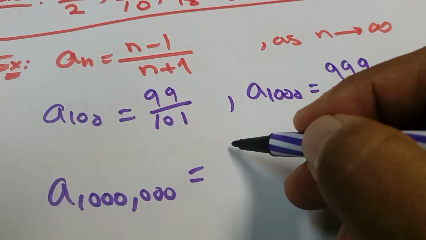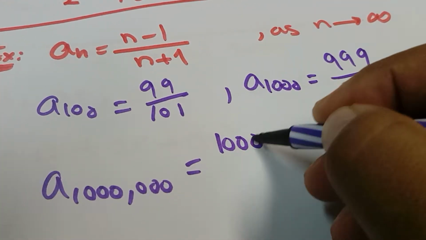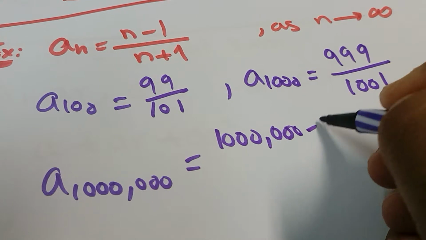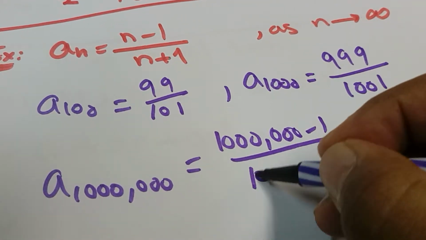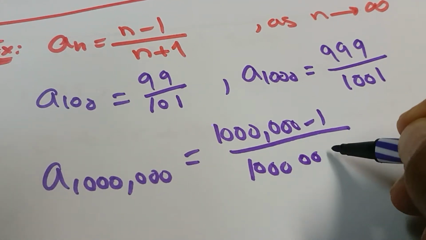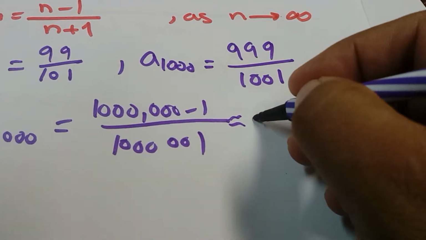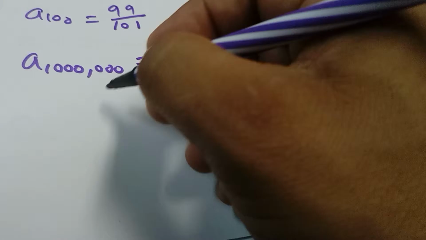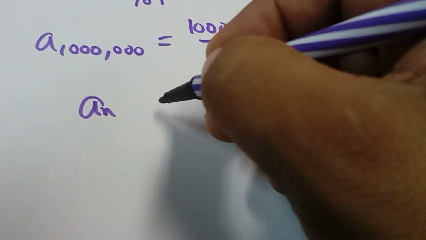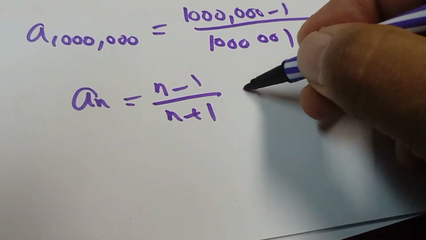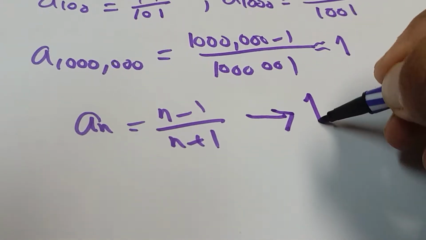then I guess this is just 1 million minus 1, which is nothing, and 1 million 1, right? If you use the calculator, this is almost equal to 1. So what can we say is a_n, which is equal to n minus 1 over n plus 1, that is when n is very large, this goes to 1.